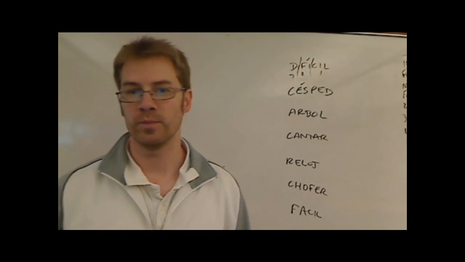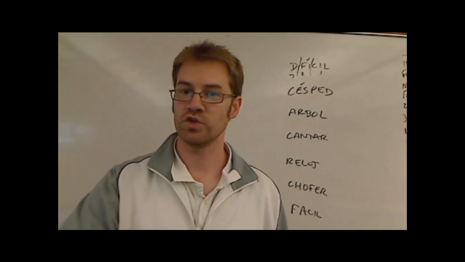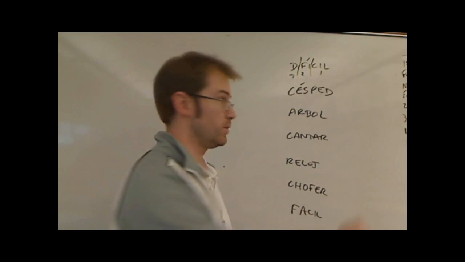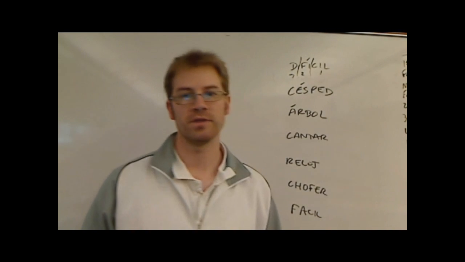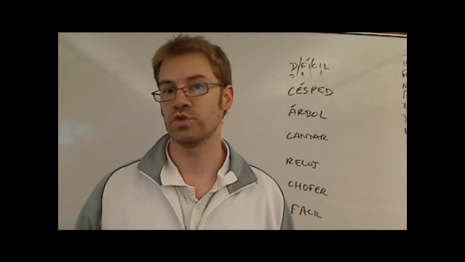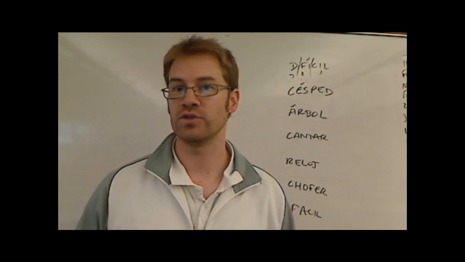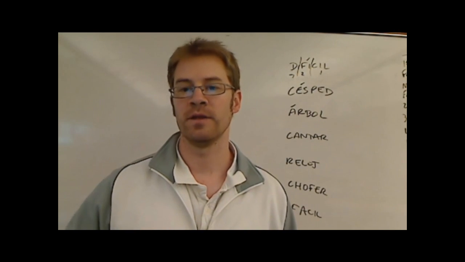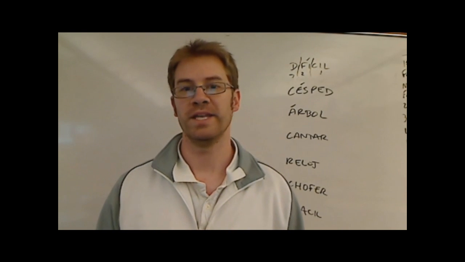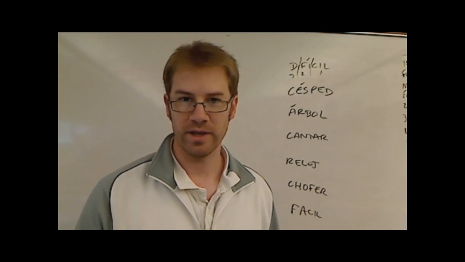Next word we have is árbol. It's two syllables, ends in something other than a vowel, N, or S, and the stress is on that first to last syllable. Árbol must have a written accent mark. Let's look at the next one. We have cantar. Hopefully you're hearing that the stress of the word is on the last syllable, and it ends in something other than a vowel, N, or S. No accent mark. Next we have reloj. Reloj means clock. The stress is on the last syllable. It ends in something other than a vowel, N, or S.